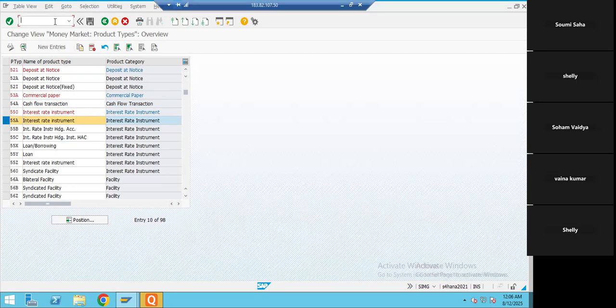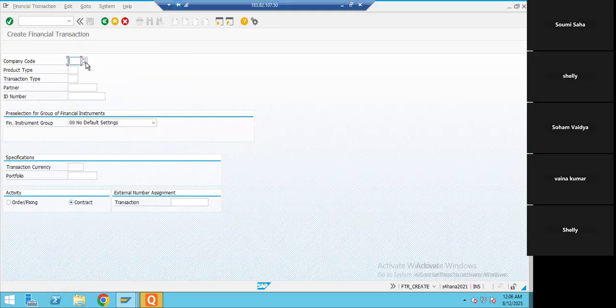So now I'll take you through one of the product type cycles. Let's take term loan, 55A interest rate instrument. The first thing that we're going to create in treasury is a treasury contract, where we will record a loan. Basically, if I'm taking a loan, I'll record that.